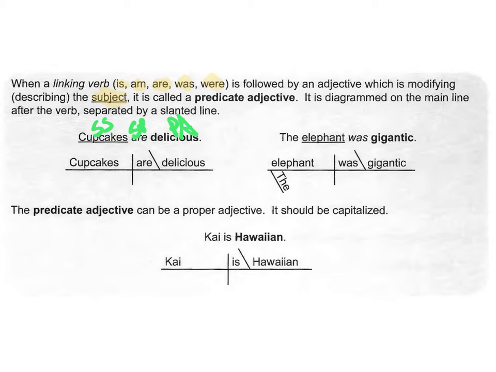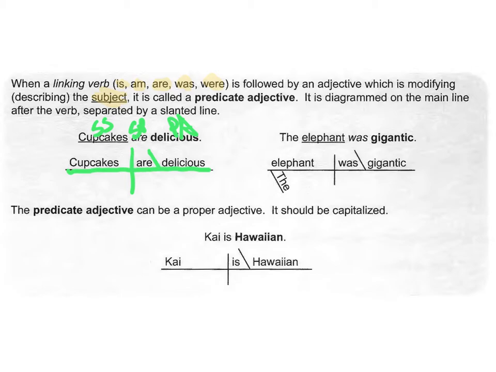When we diagram this, we have our sentence base like we always have. We separate our simple subject from our predicate. And then instead of doing a direct object line, which is the one that's like the half line, we do a half line that points back towards the simple subject. Cupcakes are delicious. Let's take a look at this other one over here.